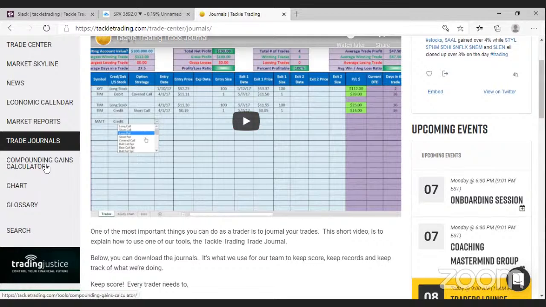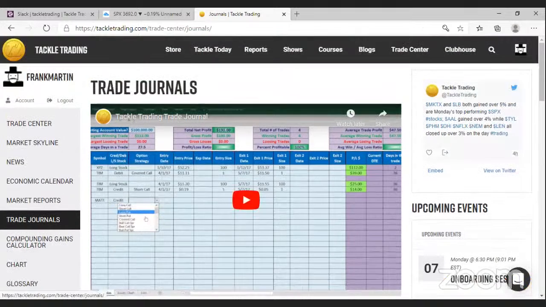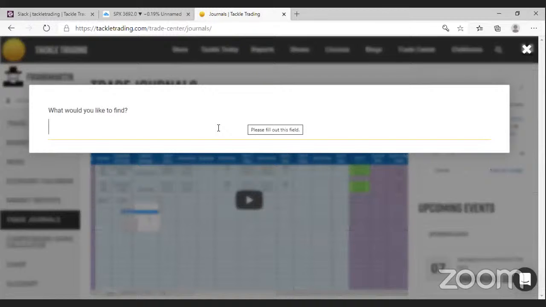You'll find a link to the compounding gains calculator to show us the compounding power of money, a link to a chart if you ever need one, a link to our glossary, and a link to the search function, which you can also find with this little magnifying glass right up here. It will take you there as well. And just as a side note, the search function is pretty smart. If you're ever looking for something, never hesitate to send us an email or ask me on Twitter or something like that. But a lot of times the easiest thing to do is just do a quick search.